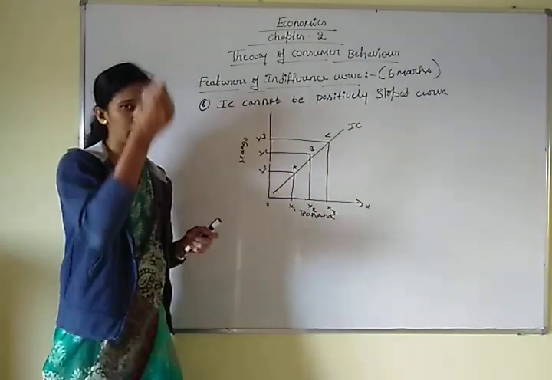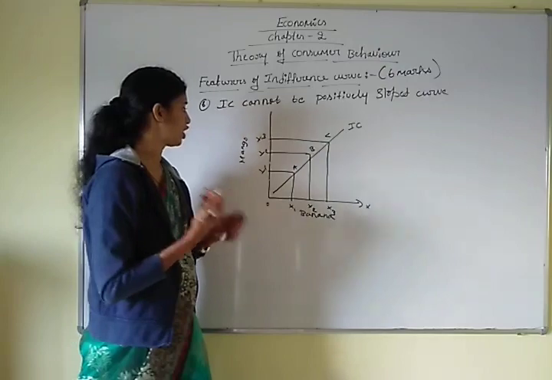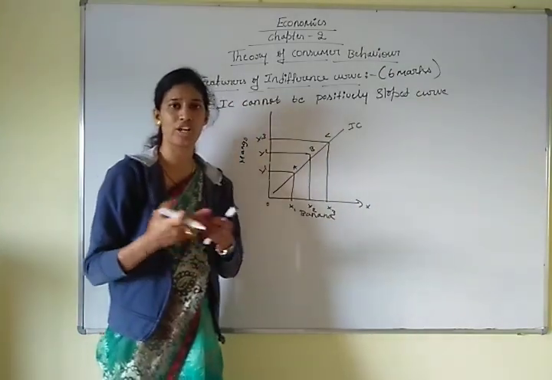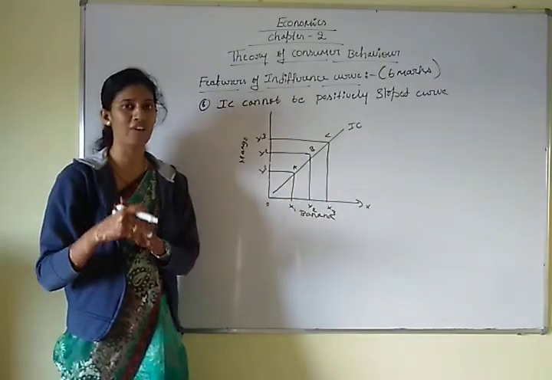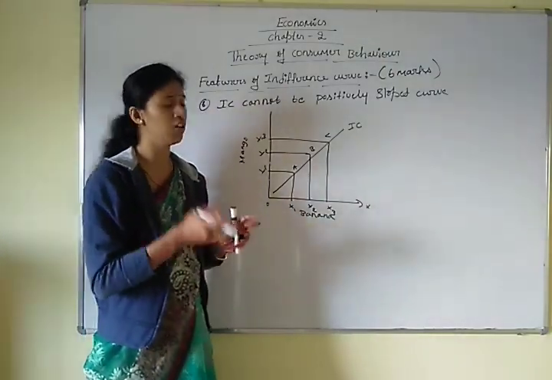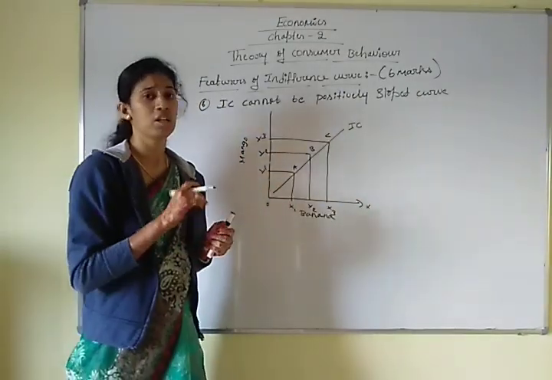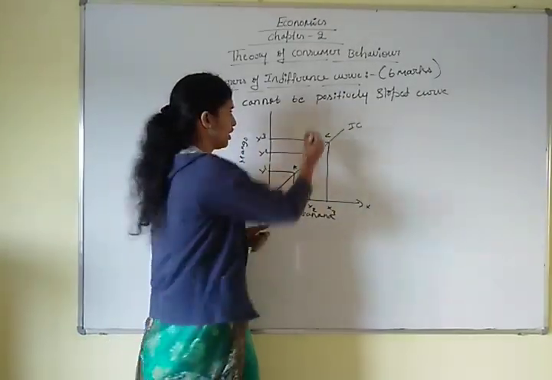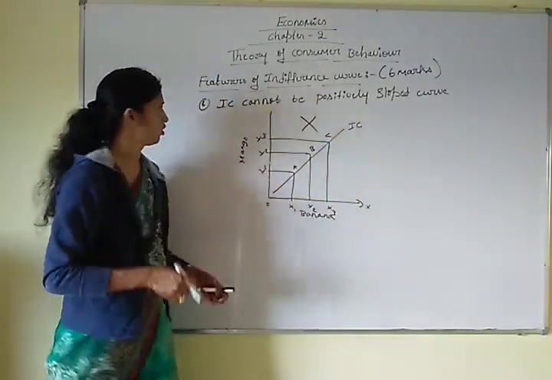It is always a negative sloped curve because the consumer has a limited income. If the consumer increases the consumption of one commodity, it is only possible through a reduction in the consumption of another commodity. That is why the indifference curve slopes downward from left to right. So the indifference curve cannot be a positively sloped curve. So it is wrong. Okay, write it down.